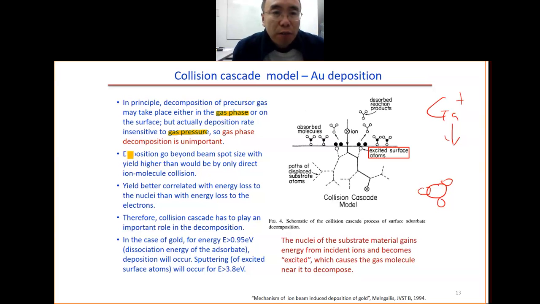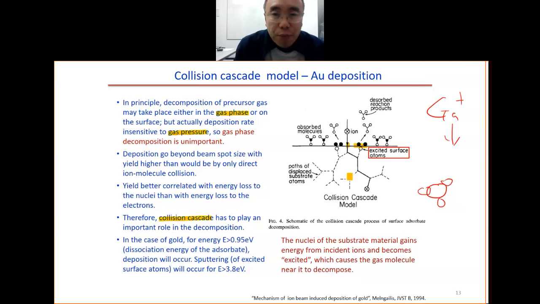It is also found that the deposition goes beyond the beam spot size. For example, when the beam comes to this spot, there may be deposition in the nearby area. It is a kind of proximity effect. So deposition goes to the nearby area. The deposition yield is correlated to the energy loss to the nuclei rather than the energy loss to the electrons. As a result, the collision cascade is mainly responsible for the deposition.